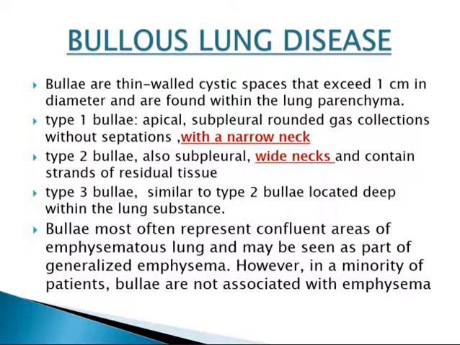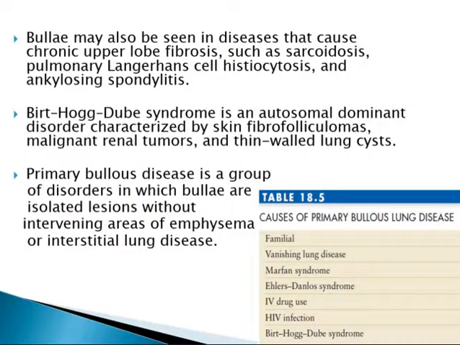Bullae most often represent confluent areas of emphysematous lung and may be seen as part of generalized emphysema. However, in a minority of patients, bullae are not associated with emphysema. Bullae may also be seen in diseases that cause chronic upper lobe fibrosis such as sarcoidosis, Langerhans cell histiocytosis, and ankylosing spondylitis. Birt-Hogg-Dubé syndrome is an autosomal dominant disorder characterized by skin fibrofolliculomas, malignant renal tumors, and thin-walled lung cysts.